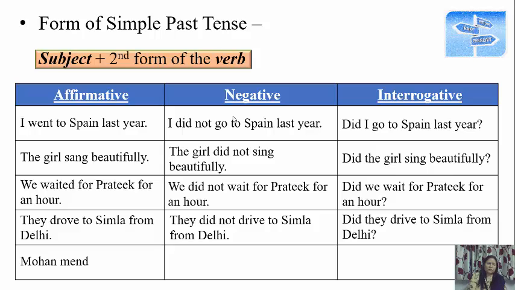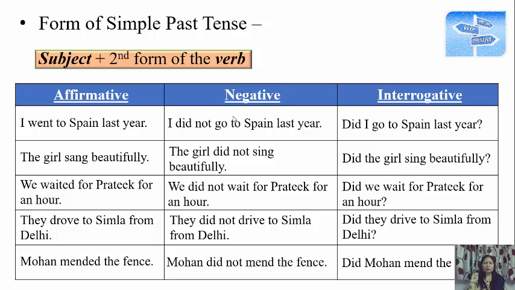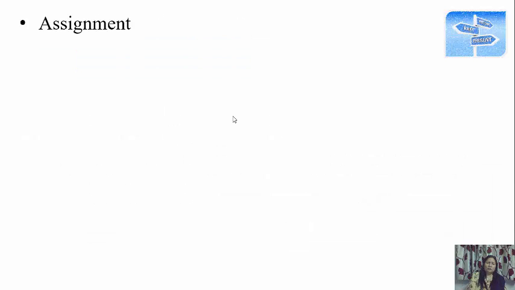Next sentence. Mohan mended the fence. Fine. Now mended, second form. But if you make it negative, Mohan did not mend the fence. And for making interrogative, did Mohan mend the fence? Here also mended will be changed into mend. So this is how you notice that the second form of verb changes to first form when we are writing negative or interrogative sentences. Clear? Now let's go ahead to assignment.